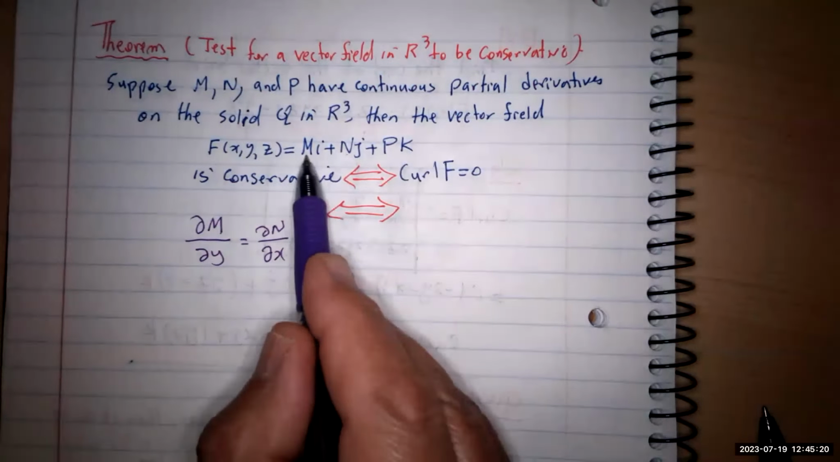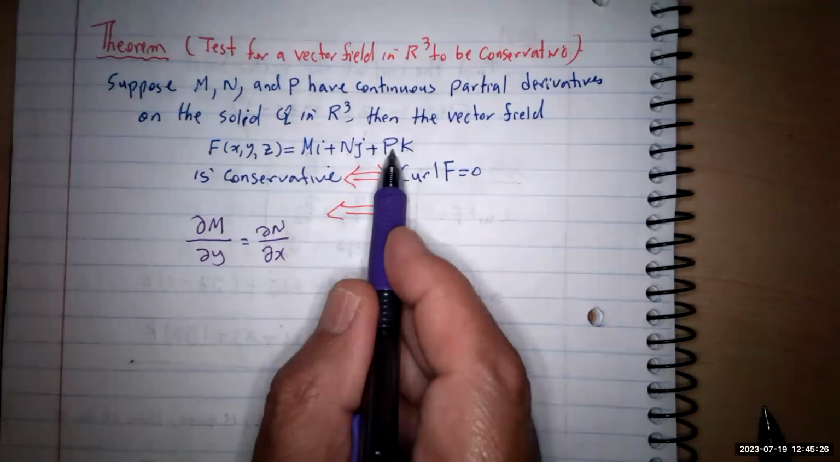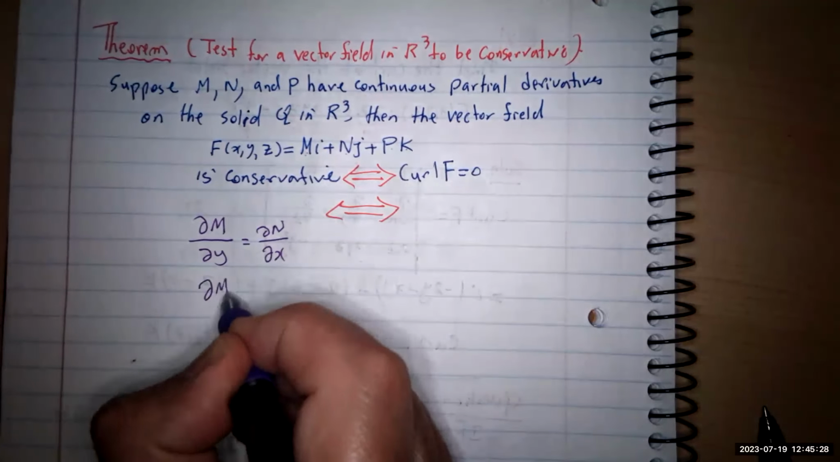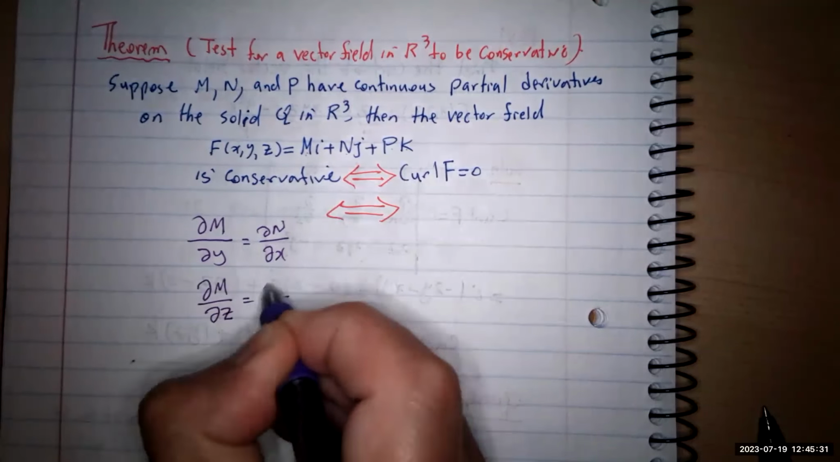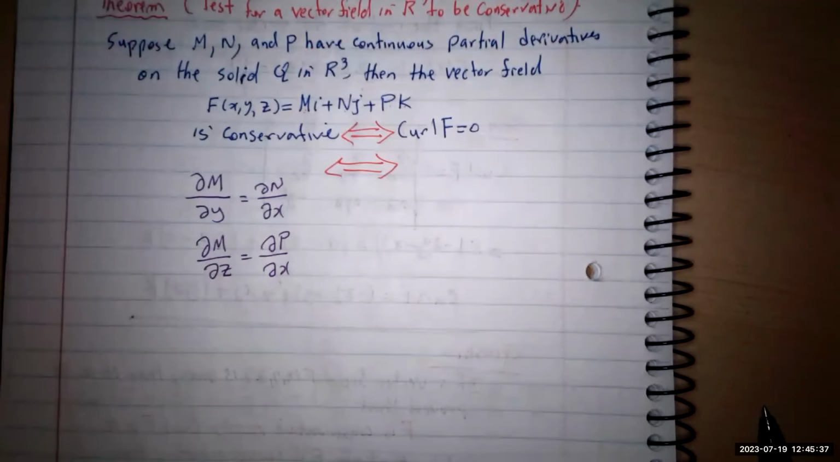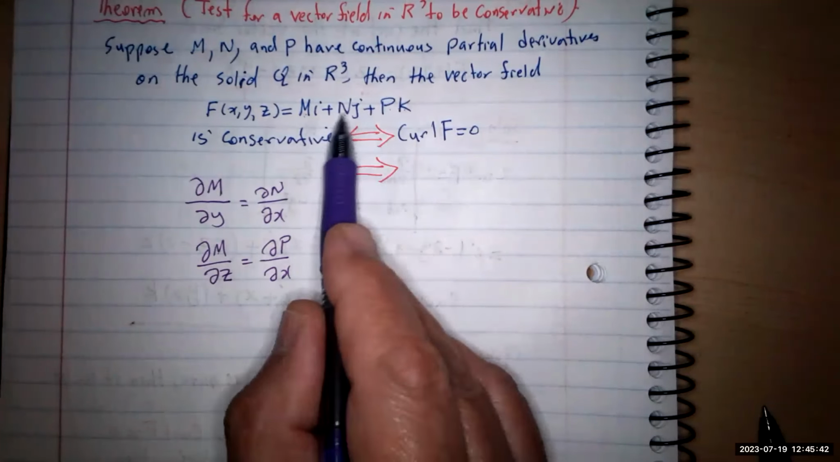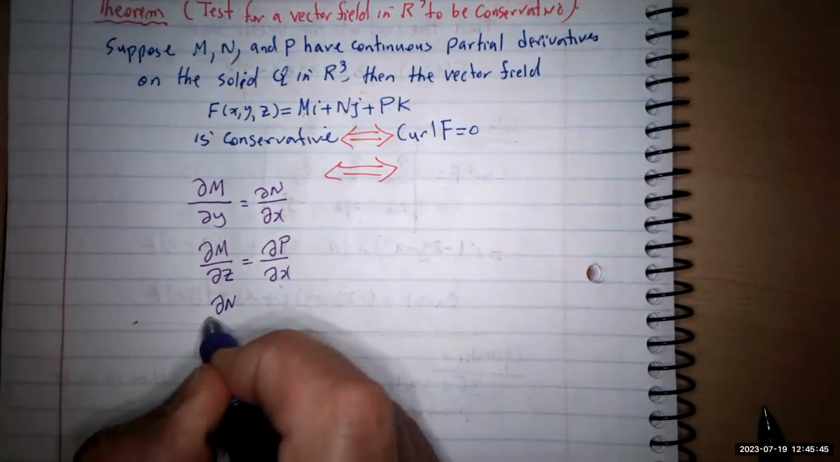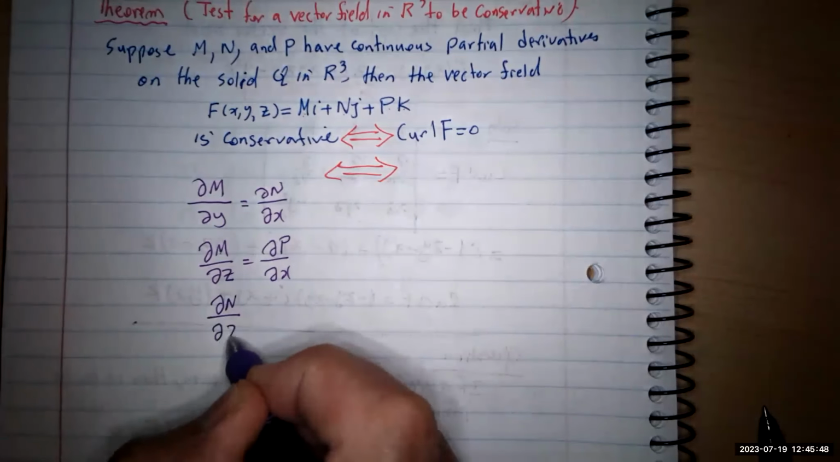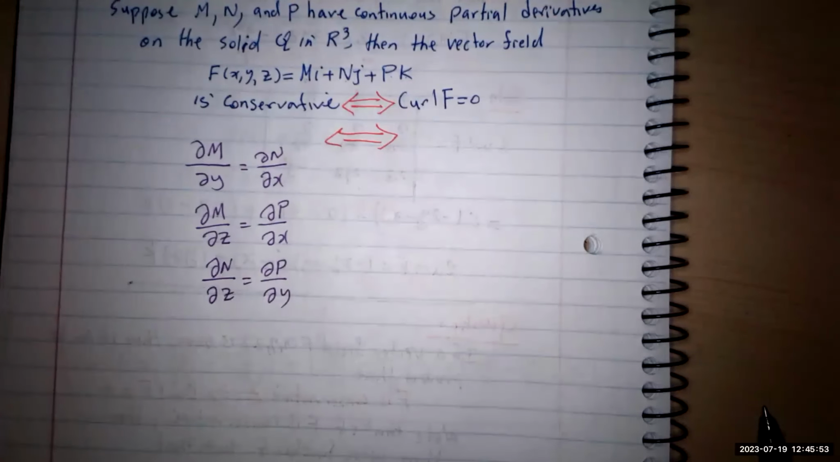Then I want to compare M with P. M is in the X position and P is in the Z position. So partial M over partial z is equal to partial P over partial x. That's the second one. The third one, I compare N and P. Partial N over partial z, since P is in the Z position, is equal to partial P over partial y, since N is in the Y position. That's 1, 2, 3. It's very easy to remember these conditions.